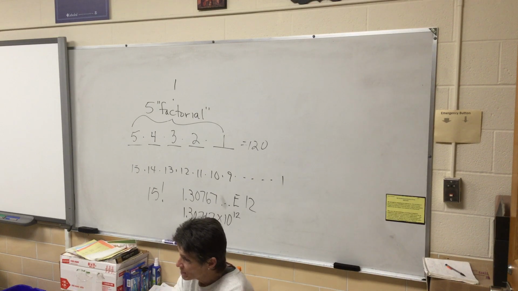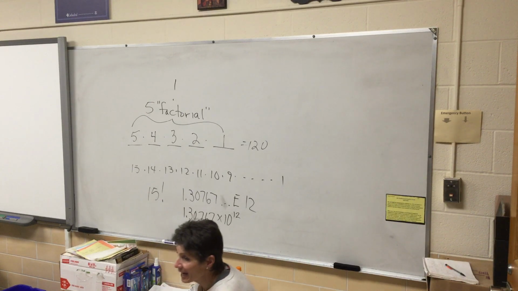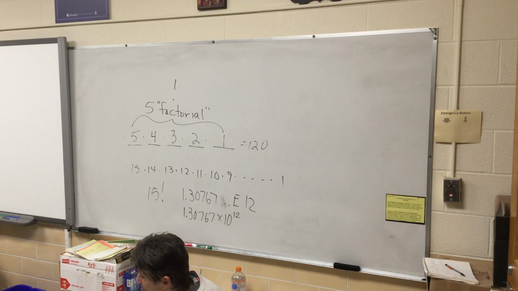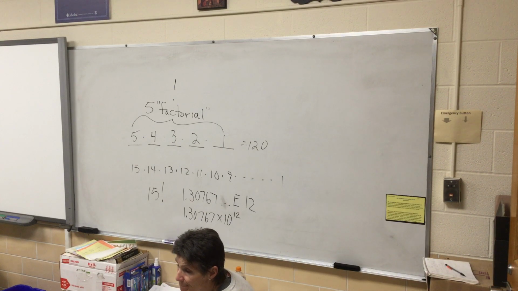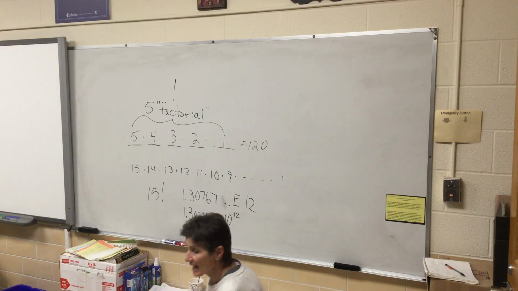So let's look at question number 2. What do you think about that? How many ways can 9 people stand in a line? You just do a 9 factorial. 9 factorial, that's exactly right.